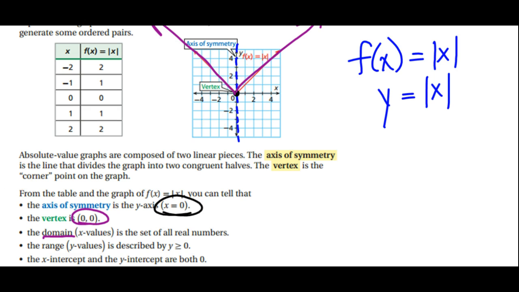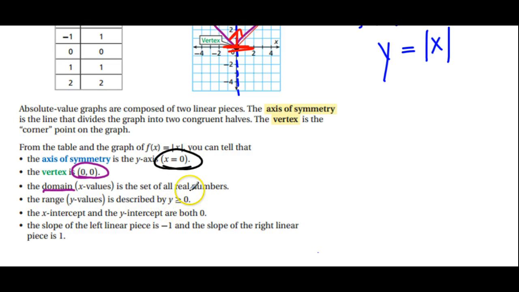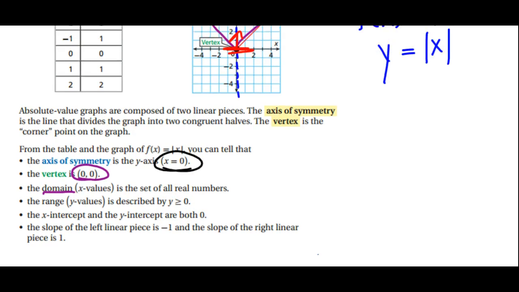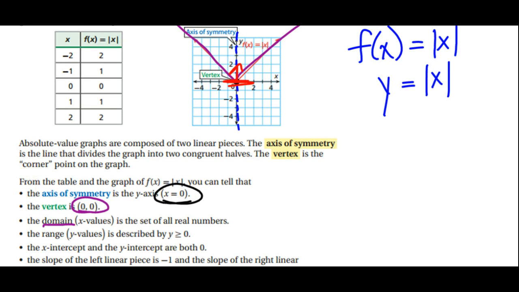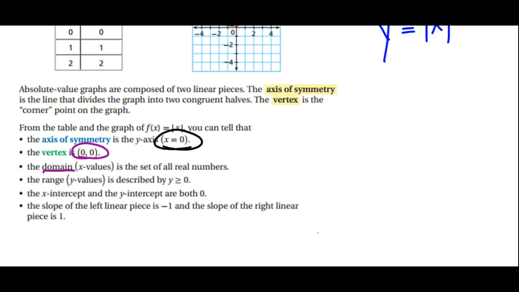Then my range is my y. It's very clear to me that I only use the y values from here up. So I'm going to say that my range for this particular absolute value function is y is greater than or equal to 0. The x and y intercepts happen to both be at the origin. Let me erase this so we can see what we've got there. My x and y intercepts are both at the origin, and I can look at the graph and see that. They're both right there, so it's (0, 0).